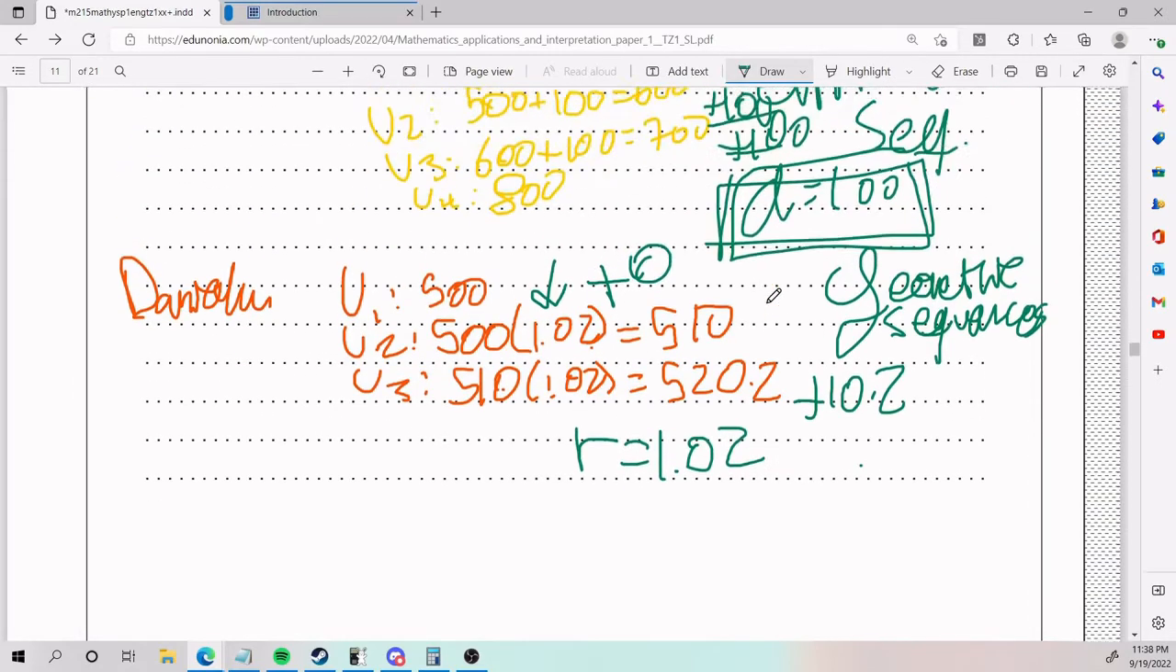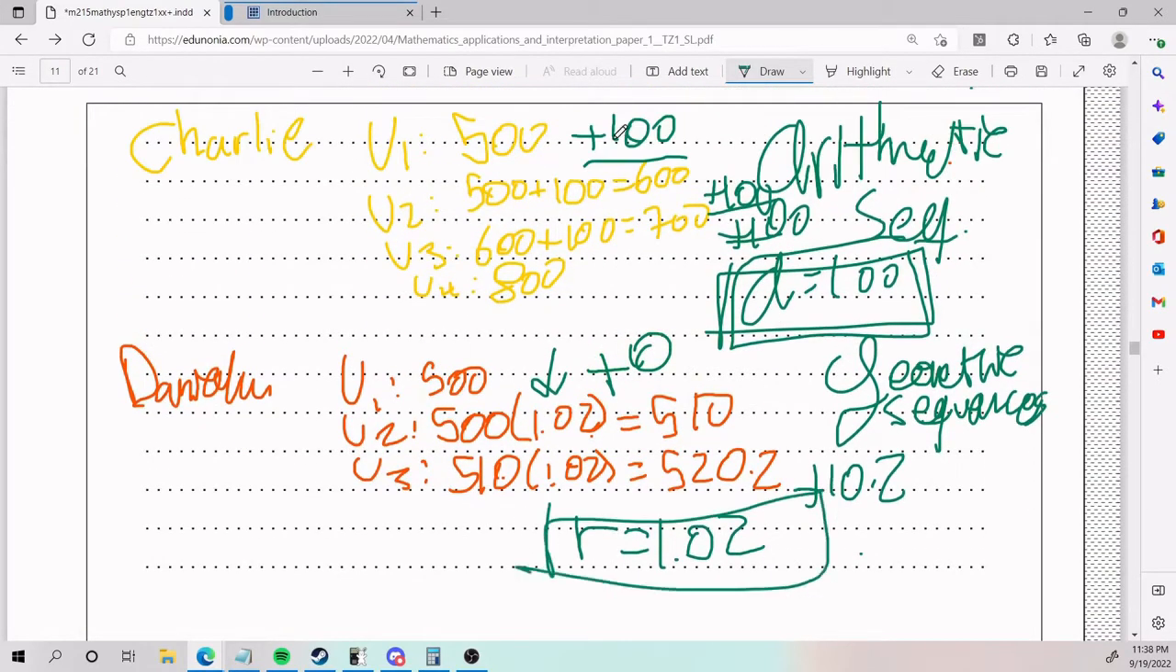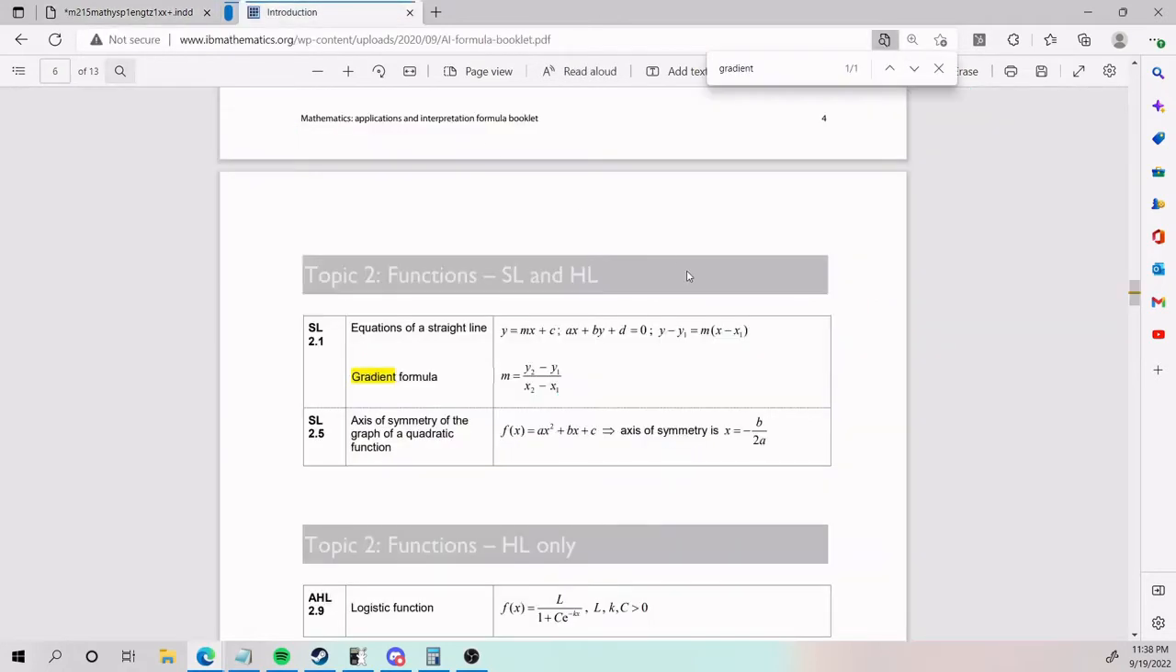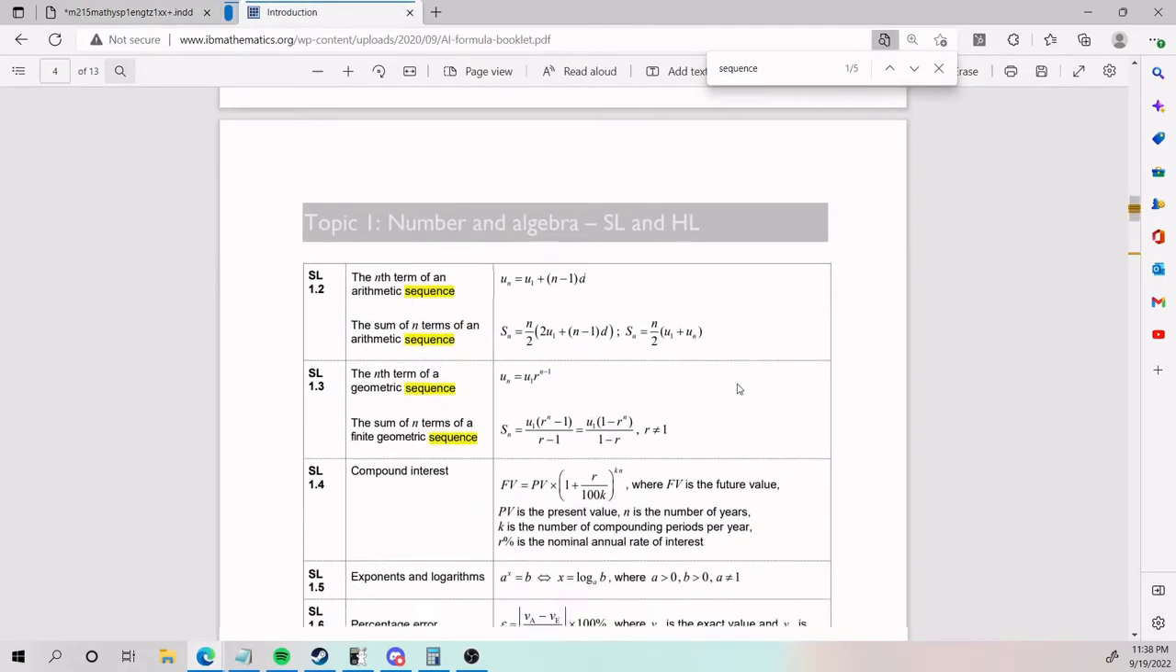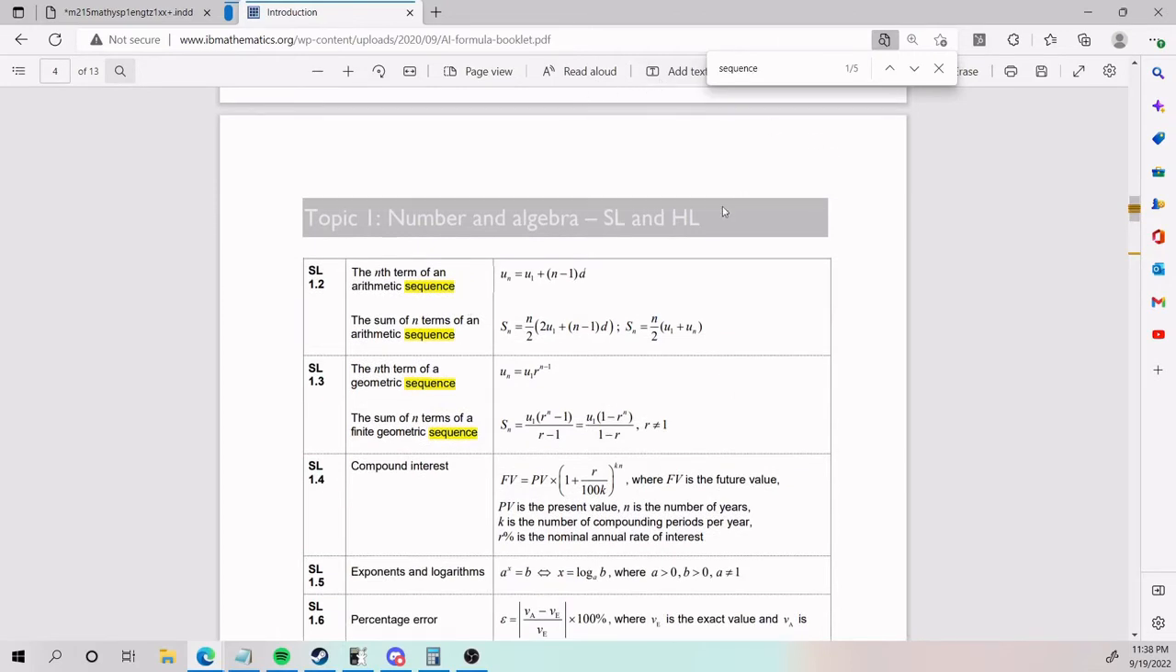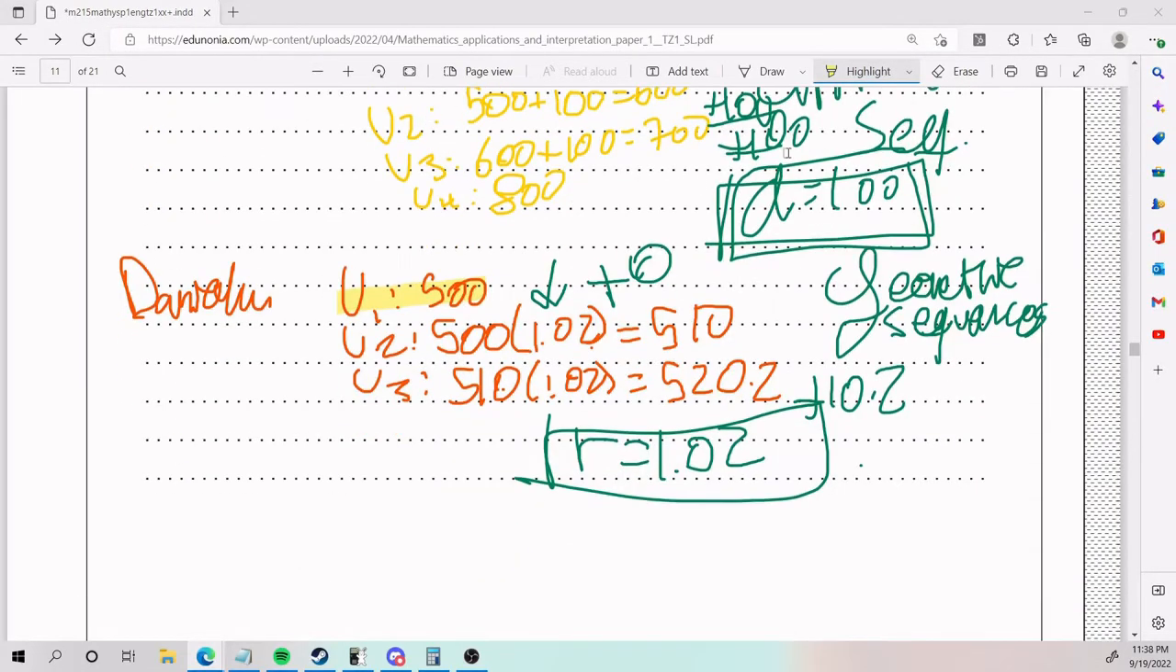Now that we have this information, and both U1s, which is way more useful than what we think, we can go to the formula booklet. Since we're talking about sequences, we're going to go here. The nth term of an arithmetic sequence is the one on top, and the nth term of a geometric sequence is this one there. Those are the equations I will be applying now. It'll look something like this.